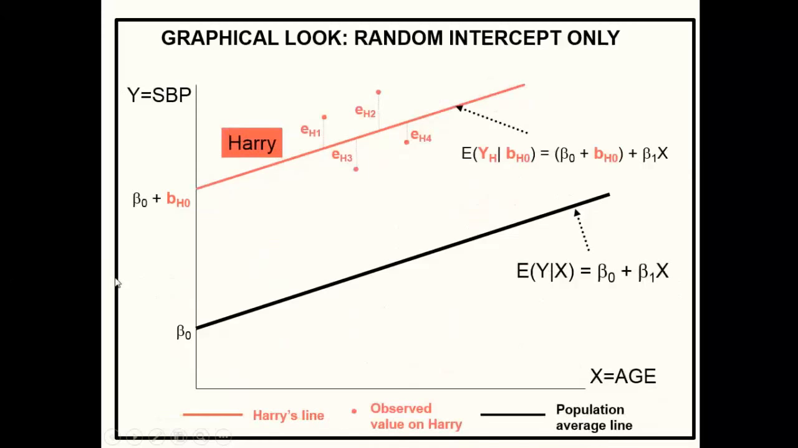Just to make it a little bit clearer, if we look at Harry, for example, we may have 4 observations at 4 different ages on Harry, and we plot them. Harry's line goes through Harry's observations, and the intercept for Harry is different than the intercept for the average one. So Harry has his own contribution to the intercept, and that's why we might want to put a random intercept in the model, to reflect the fact that different people make their own special contribution to the overall effect.